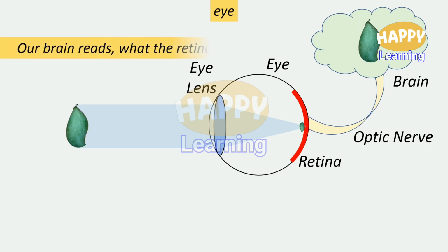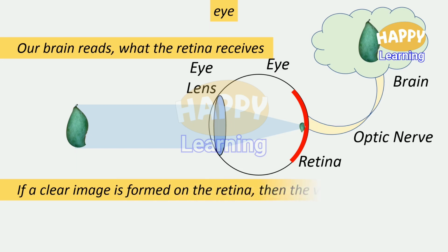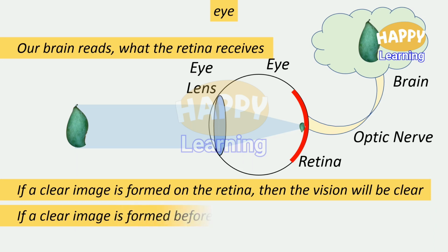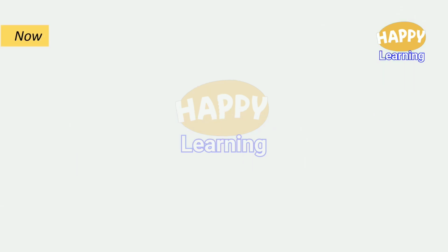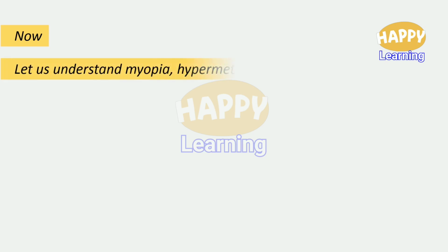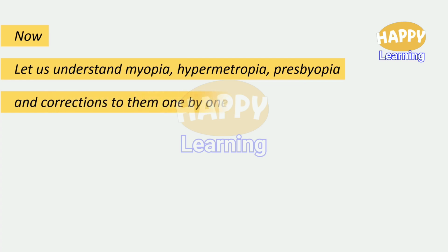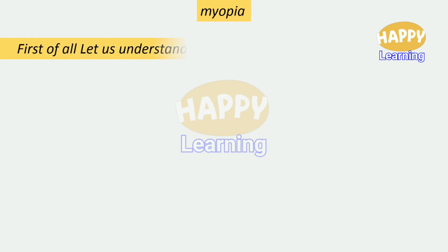Our brain reads what the retina receives. If a clear image is formed on the retina, then the vision will be clear. If a clear image is formed before or behind the retina, then the vision will be blurred. Now, let us understand myopia, hypermetropia, presbyopia, and corrections to them one by one. First of all, let us understand myopia. Let us examine a ray diagram.